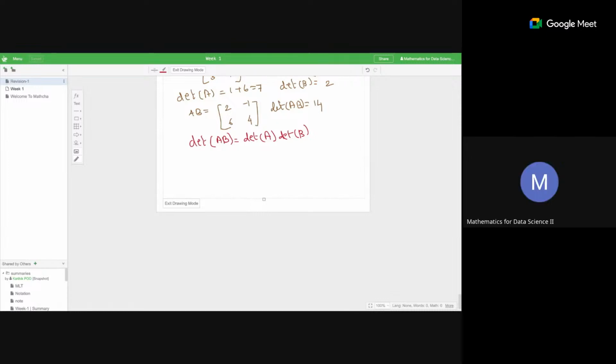So first he will introduce what are row operations and give the general formula of determinant, and then continue with the general TA session.